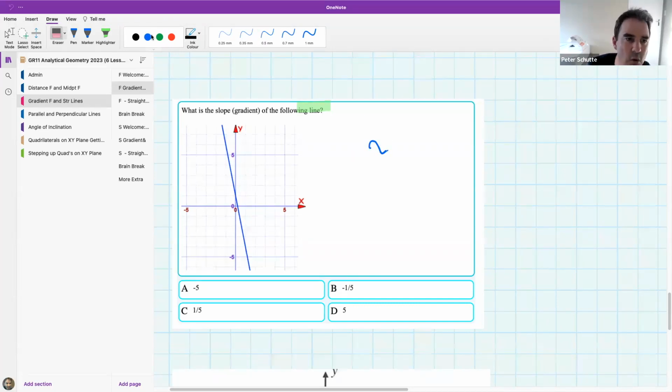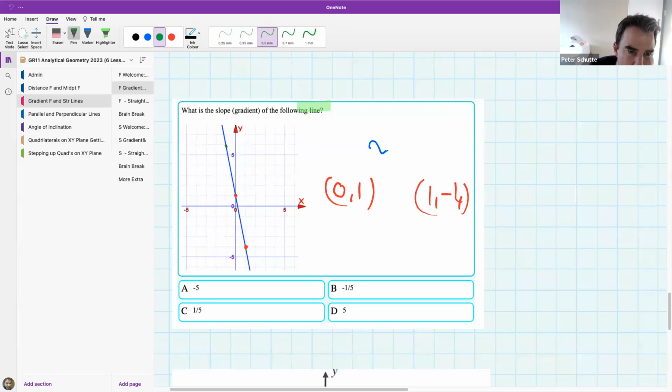Okay, cool. So if we wanted to work out the gradient of this line, there's two ways we could do it, but you do need some points on the line. And so I'm going to choose this point and say like that point. But there are other ways of doing that. So that point over there looks to me like 0, 1, and this point looks like it's 1, minus 4. And the only reason I chose those points is they were exactly on the line. But I could have also chosen a point up here as well.